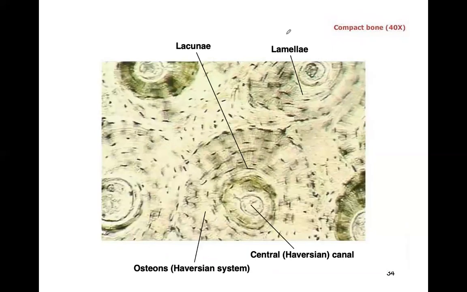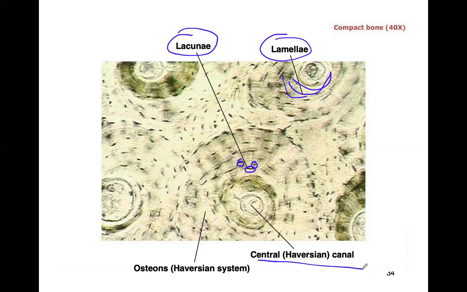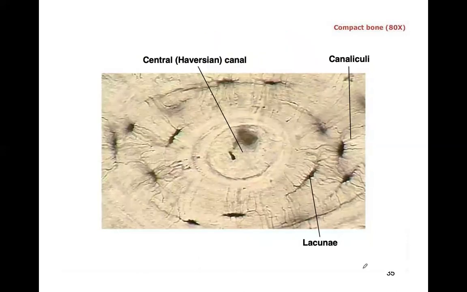Now here we could see a few things. We could see the lamellae. These are concentric lamellae. We could see the hollowed out cavities, the lacunae. And what sits inside of a lacunae is an osteocyte. We could see the central or haversian canal. Again, this is compact bone or the osteon.